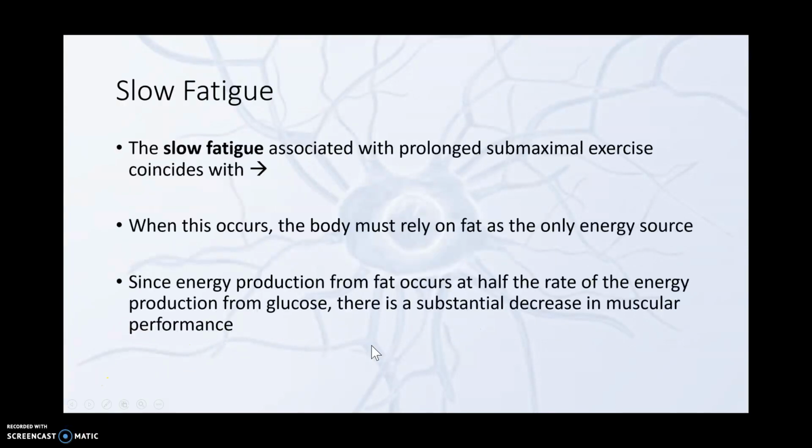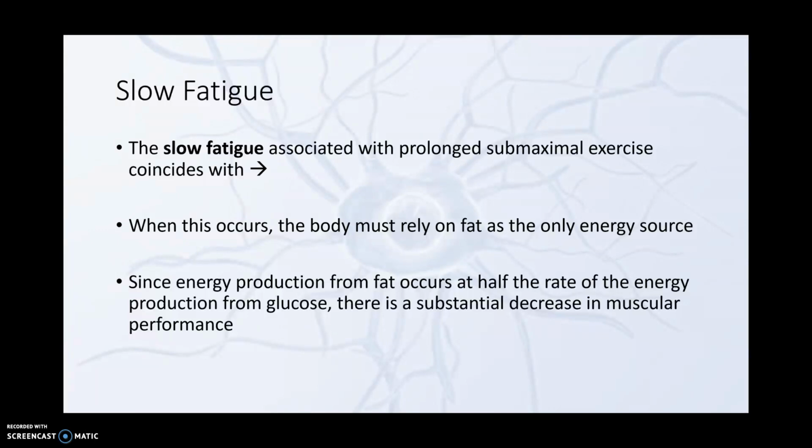All right, so let's talk a little bit about slow fatigue and what that is. The slow fatigue associated with prolonged submaximal exercise coincides with the depletion of the glycogen stores of the liver and of our working muscles. When this occurs, the body must rely on what? On fat as the only energy source. Since energy production from fat occurs at half the rate of the energy production from glucose, there is a substantial decrease in muscular performance.